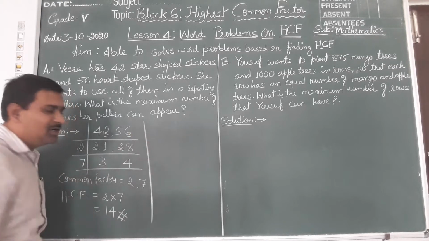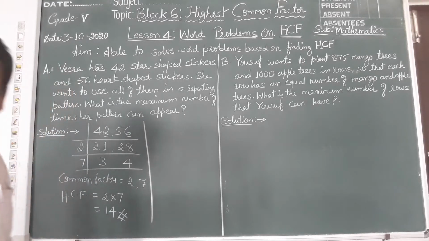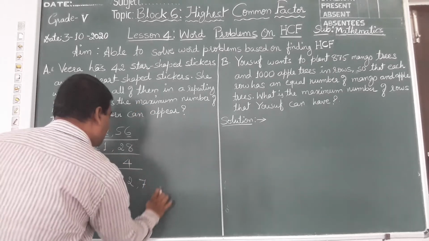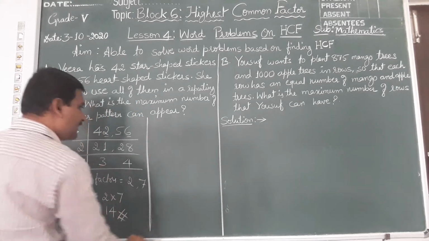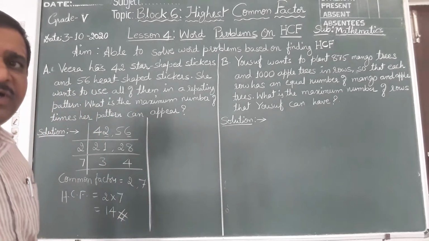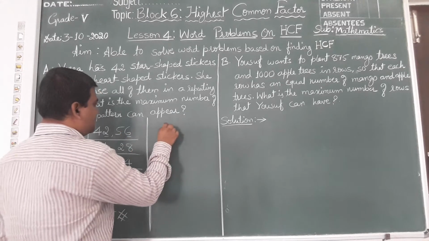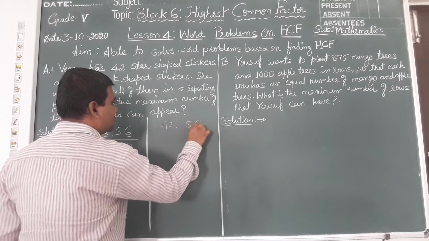Children, I said you can do it by both methods. You can do it by any method, that is either by the common division method or by long division for HCF. So let me do both methods. You can select any one of them, right? So find HCF of 42 and 56.